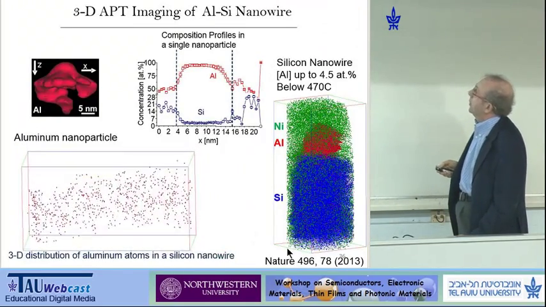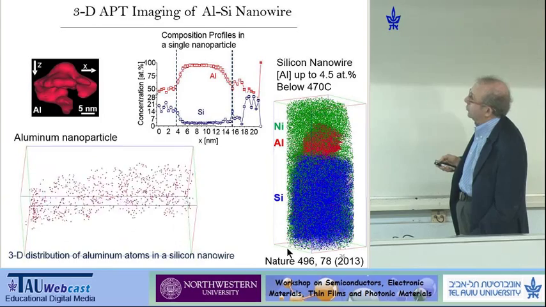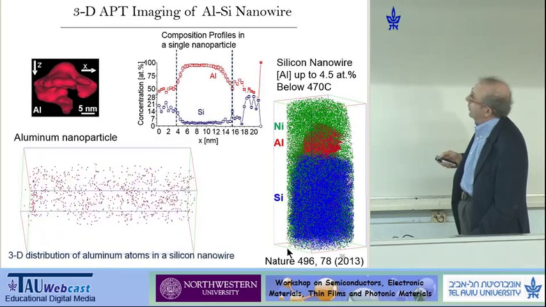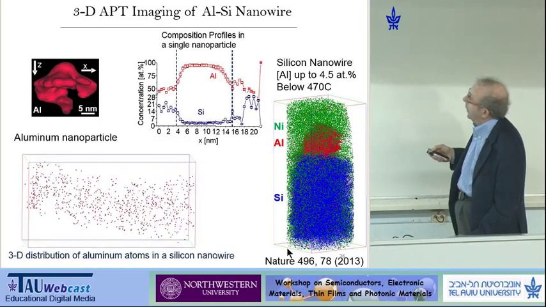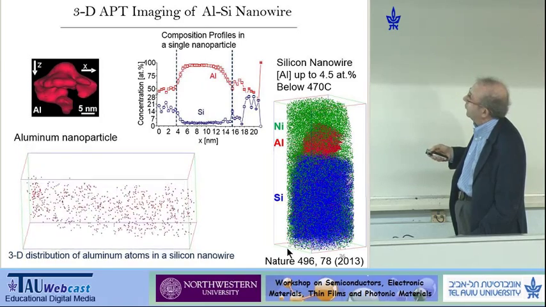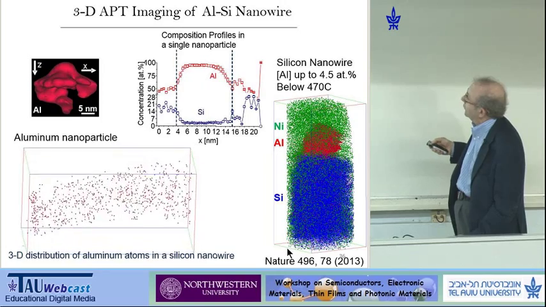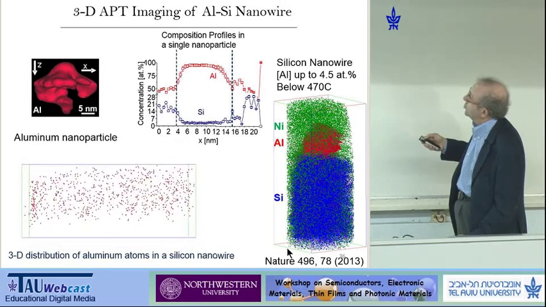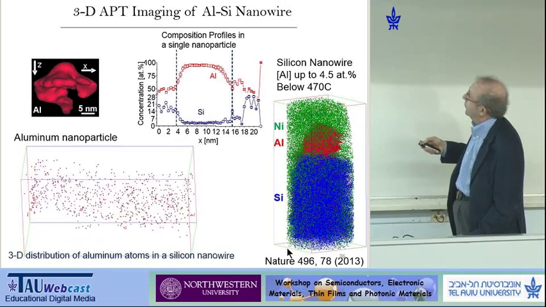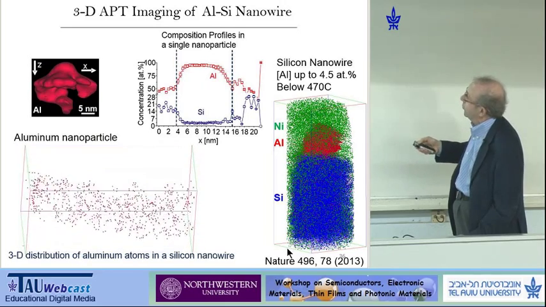Okay, now this is a single aluminum nanoparticle like this. And if you analyze this, this is the x direction and this is the z direction. Correspondingly, on this graph here, this is the x direction and this is concentration. So we can get two concentration profiles, one in the x and one in the z.